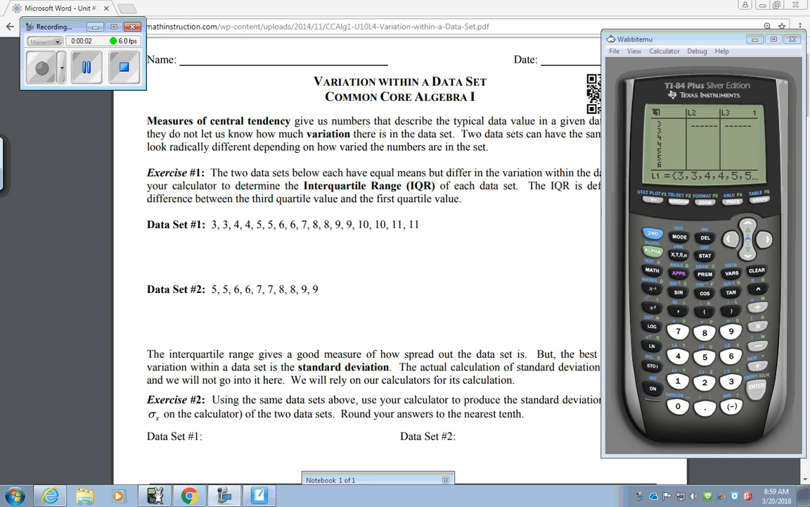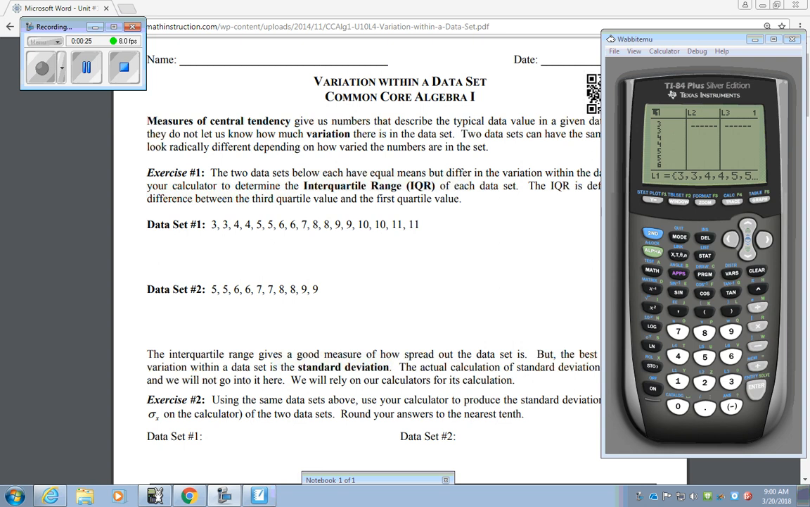We're going to be looking at how to find different measures of variation within a data set. A couple things we're going to look at today: how to find the interquartile range and standard deviation. They're a little different than mean or median because they give us an idea of how spread out the numbers are.